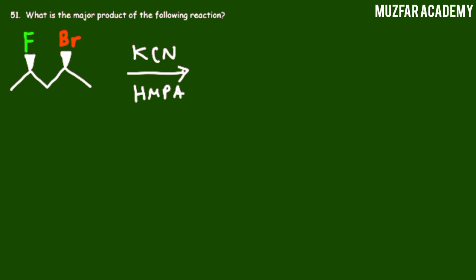51. What is the major product of the following reaction? So here we have 2-bromo-4-fluoropentane, and we're going to react it with potassium cyanide, and the solvent of choice is hexamethyl phosphoramide, HMPA.